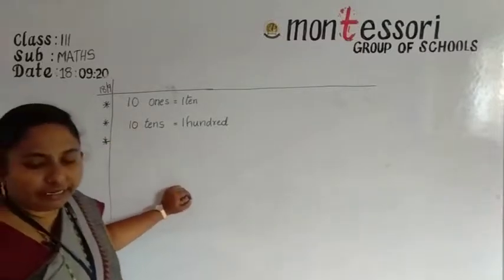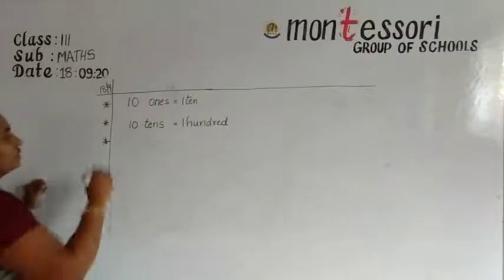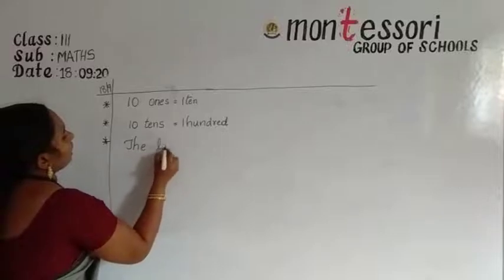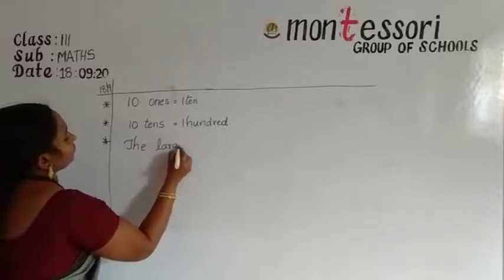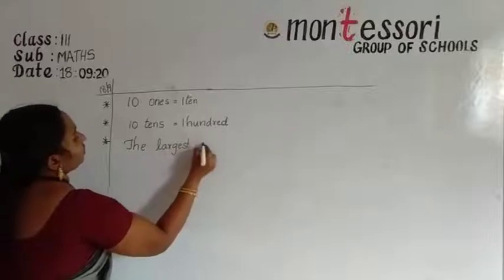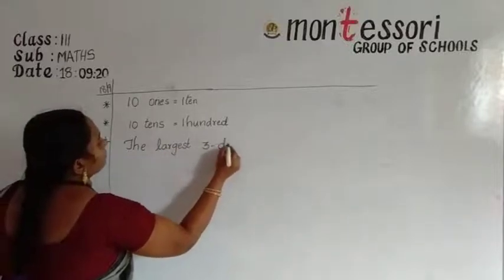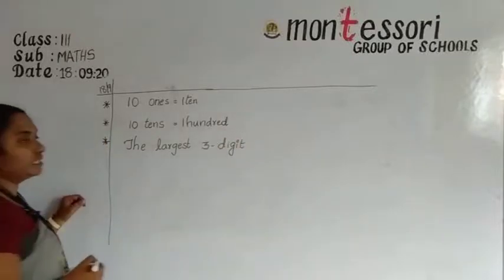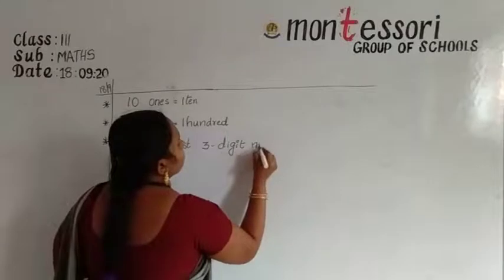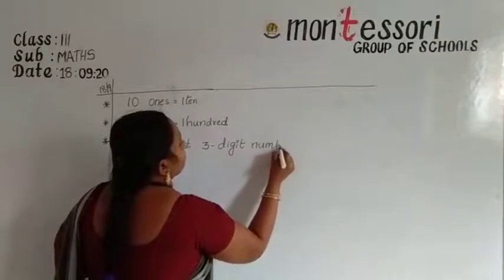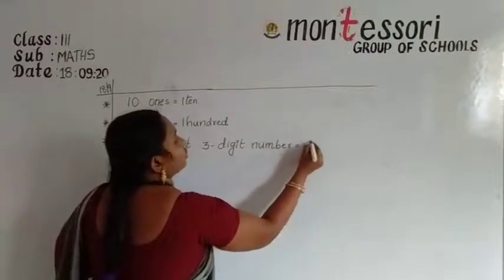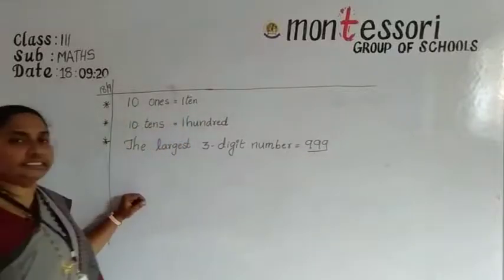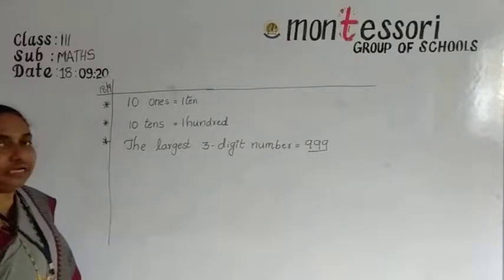Here, the largest 3-digit number is equal to 999. The largest 3-digit number is 999.